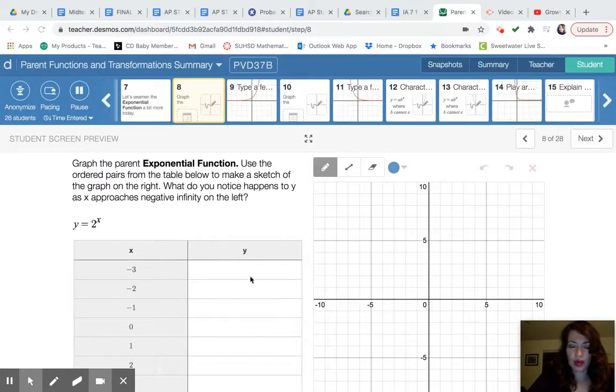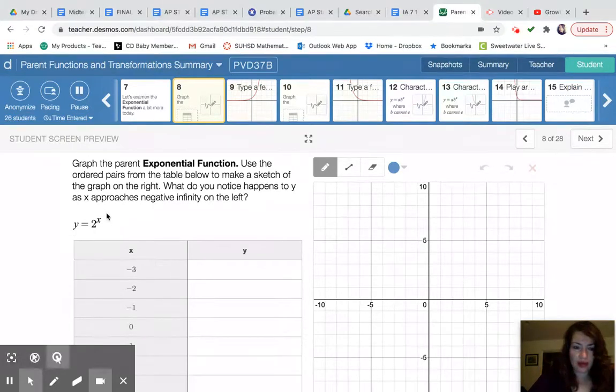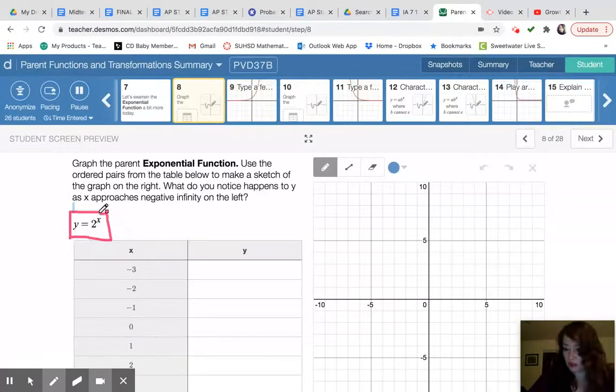Hi, I'm going to graph the parent exponential function of y equals 2 to the x. So right here where we have the graph y equals 2 to the x, what this represents is a base of 2. So we call that a growth factor of 2. Let's go ahead and input our values.